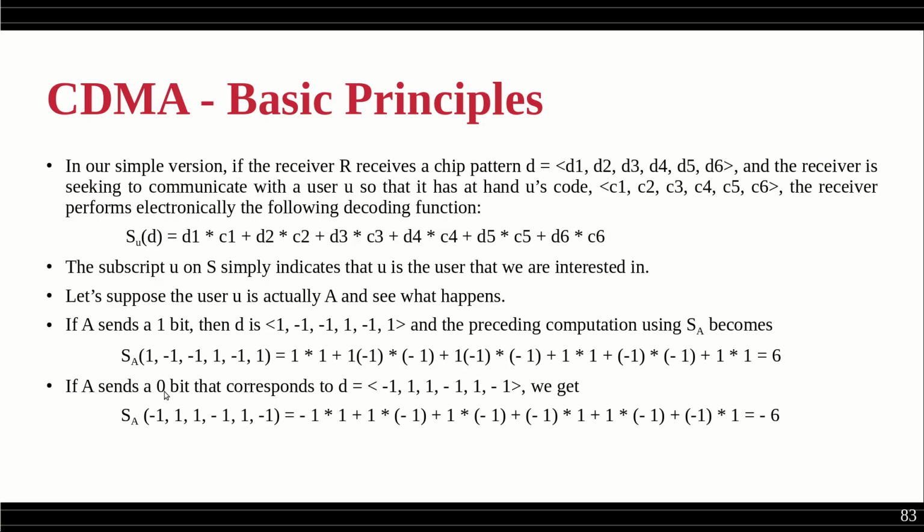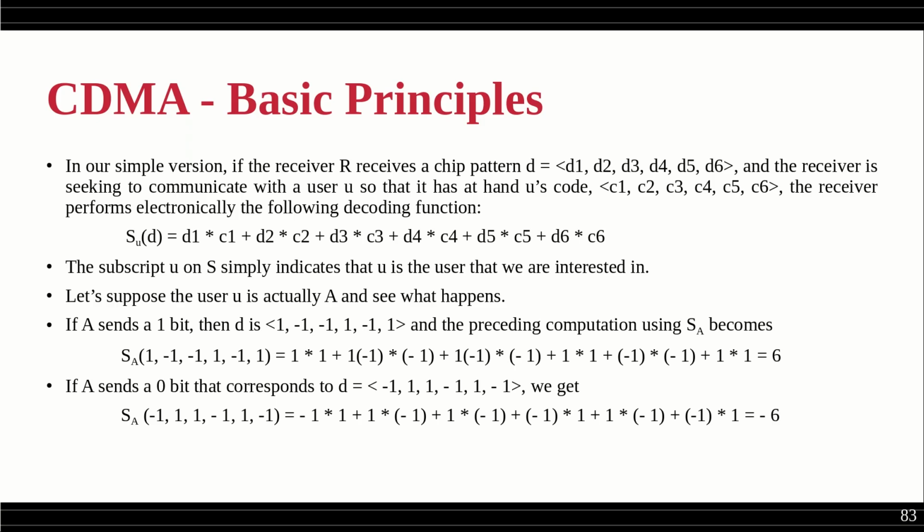Now suppose A is sending 0, so that this is the original pattern. Its complement will be sent by A, right? That is minus 1, 1, just its complement, and it is being received by the receiver. Now the receiver will decode this received information using A's chipping code. When you multiply, every bit is multiplied with its complement. You will get the result as minus 6. So if A is sending 1, the receiver will decode it as 6. If A is sending 0, the receiver will decode it as minus 6 using A's chipping code, right?